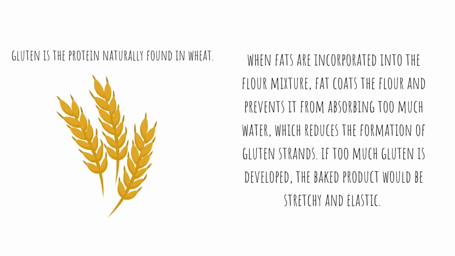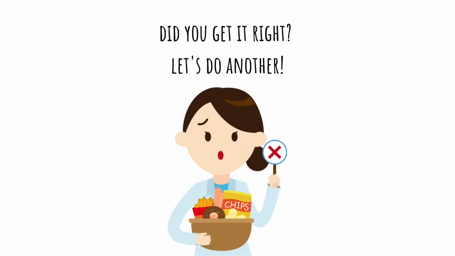Gluten is the protein naturally found in wheat. When fats are incorporated into the flour mixture, fat coats the flour and prevents it from absorbing too much water, which reduces the formation of gluten strands. If too much gluten is developed, the baking product would be stretchy and elastic. Did you get it right?